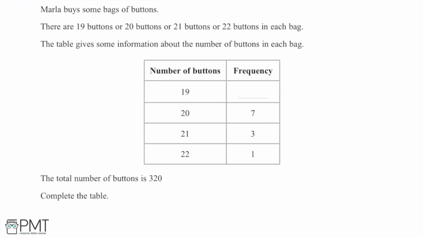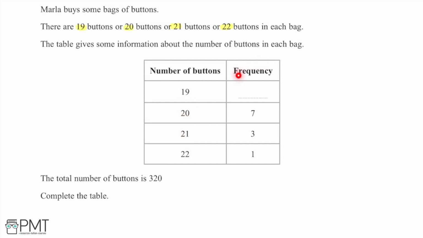So here I'm told that Marla buys some bags of buttons. There are either 19, 20, 21 or 22 buttons in each bag. And we're given a table which gives us some information about the number of buttons in each bag. So in this column here, we have the number of buttons in each bag. So the bags with 19 buttons, 20, 21, etc.